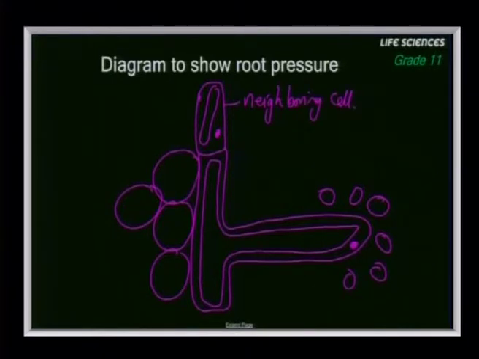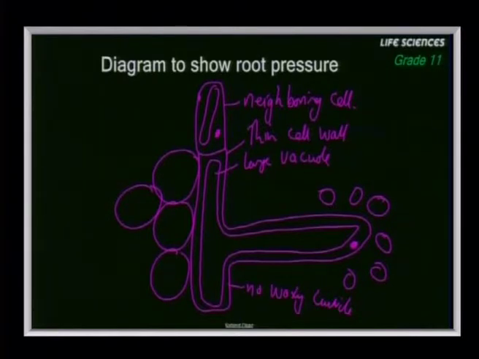Okay, this is going to be number 1, a thin cell wall. Number 2, a large vacuole. Number 3, no waxy cuticle. We've done this, it's just a repeat. Number 4, increased surface area.